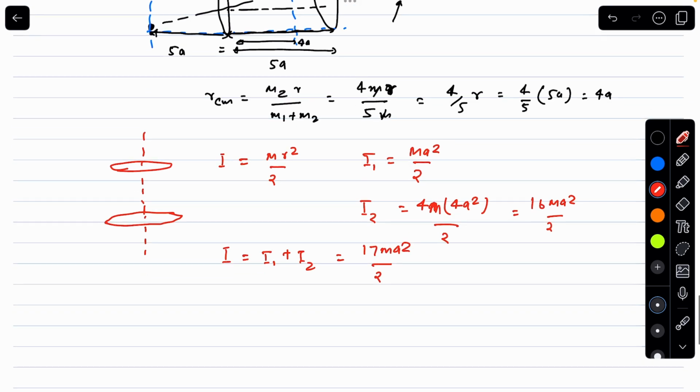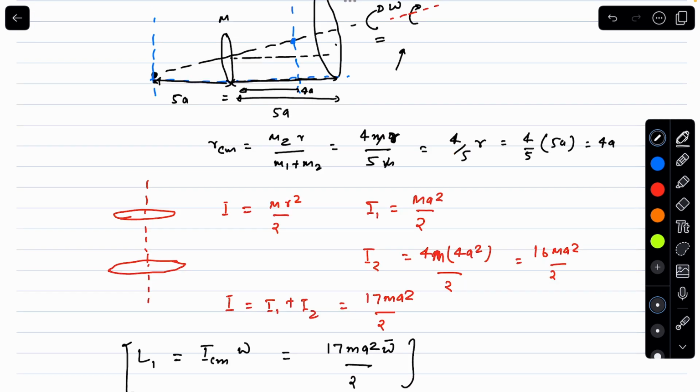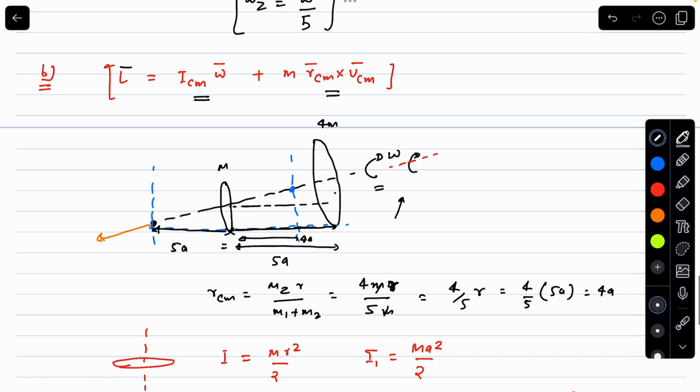So the angular momentum about the center of mass because of the rotation, I_CM omega, let's call it L1, becomes 17 m a square omega divided by 2. Of course, this will also have the direction of omega, which is somewhere looking like this. This is the omega direction. Now next, the angular momentum because of the translation.